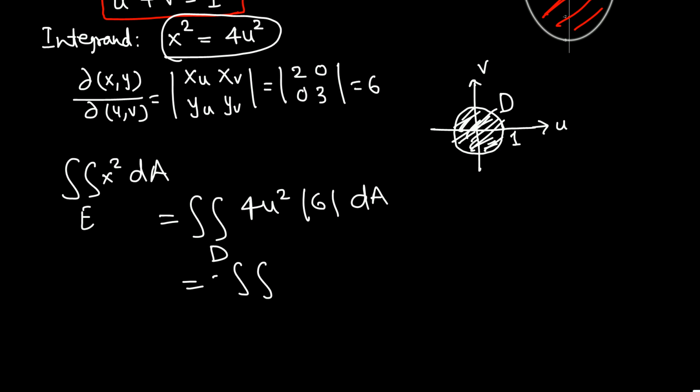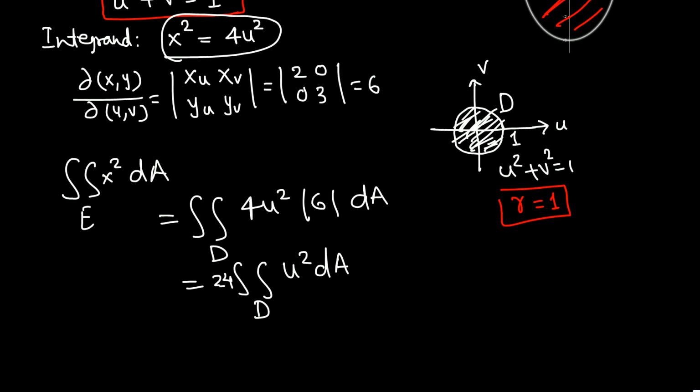Okay, let's simplify this. 6 times 4, 24, we can pull outside, so we have the double integral over D, this circle, of u squared dA. And as we've done earlier, whenever we have a circle, u squared plus v squared equals 1, if we go into polar coordinates, then this will be much easier to use, because in polar, this is simply r squared equals 1, or r equals 1.